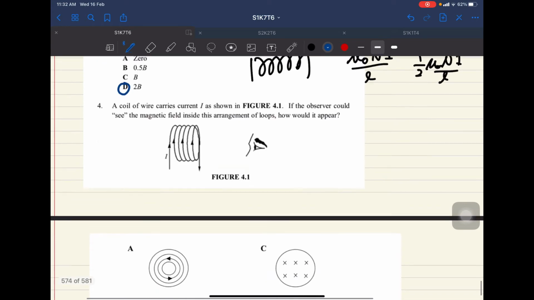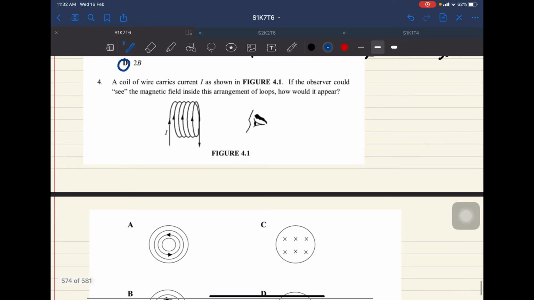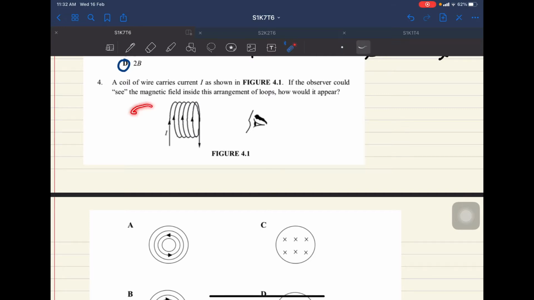Question number 4: a coil of wire carries a current I as shown in figure 4.1. If the observer could see the magnetic field inside this arrangement of loop, how would it appear? So you have to use the right hand grip rule. Basically you put your thumb in the direction of the current, and all your fingers will curl in that direction. Because the current is going upwards, you can see that the magnetic field is actually moving to the left in this case.